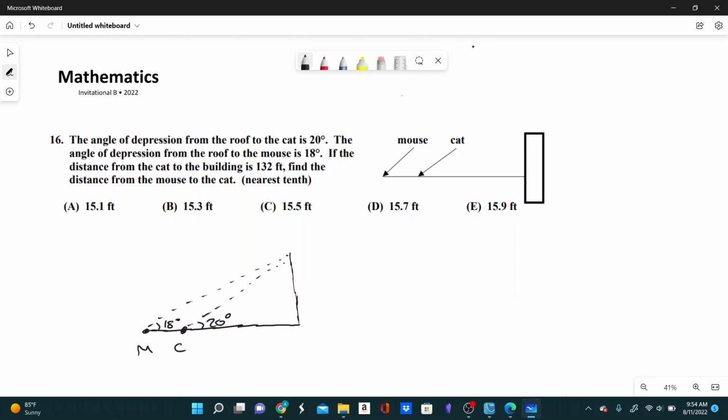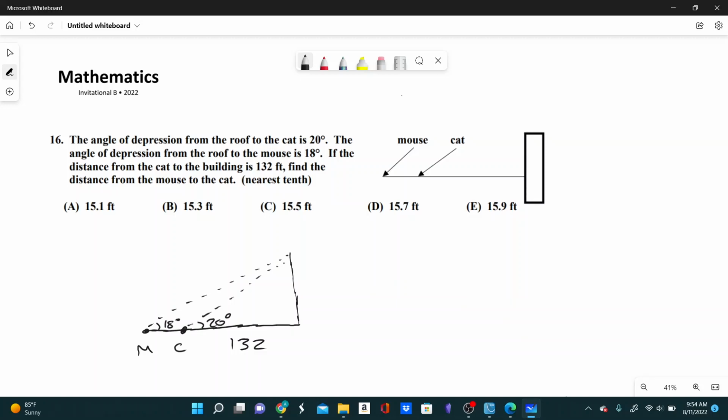Let's see, what other information do we have? Okay, so we know the distance from the cat to the building is 132 feet, and then we need to find the distance from the mouse to the cat. Alright, so here's what we can do. The first thing I'm going to do is find the height of the building, which is pretty straightforward. We can just use trig ratios.